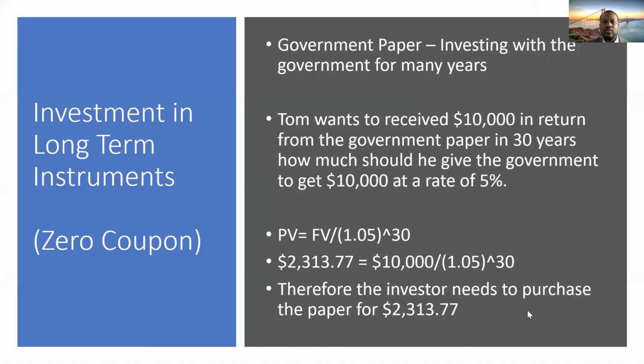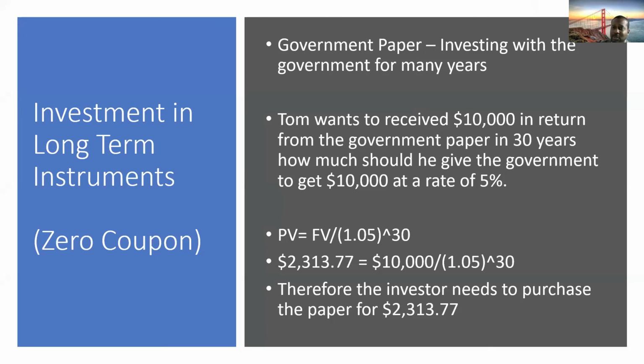Okay, so 2,313.77, which is exactly that. So we can see here, if we work back, we would need to make an investment of 2,313.77 in order for us to actually get 10,000 in 30 years.